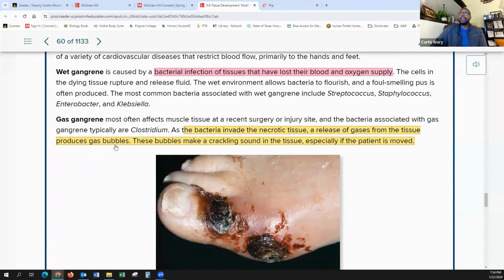And then you have what's called gas gangrene, which is where bacteria is going to invade the necrotic tissue, and then the bacteria is going to release gases and produce bubbles, which cause cracking. So it's going to sound like popping your fingers, but it's gangrene, which is kind of interesting.